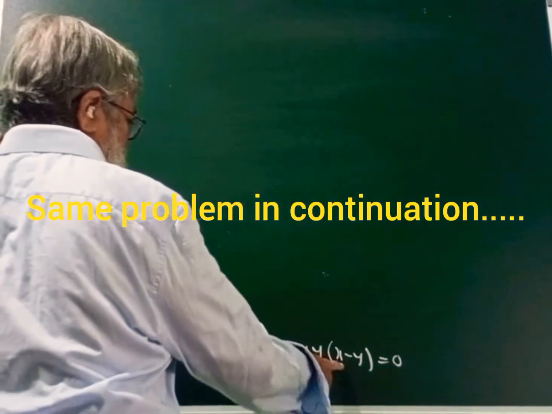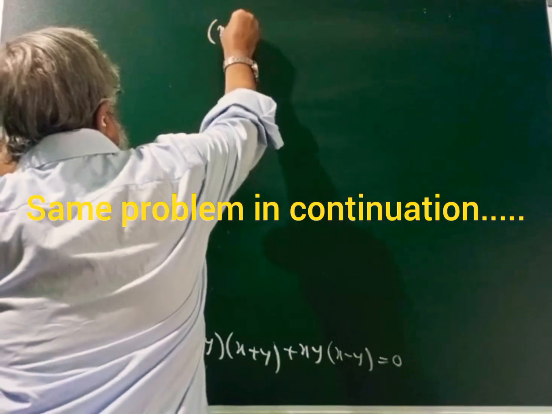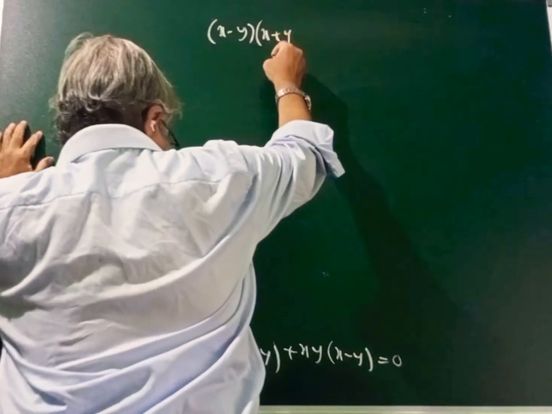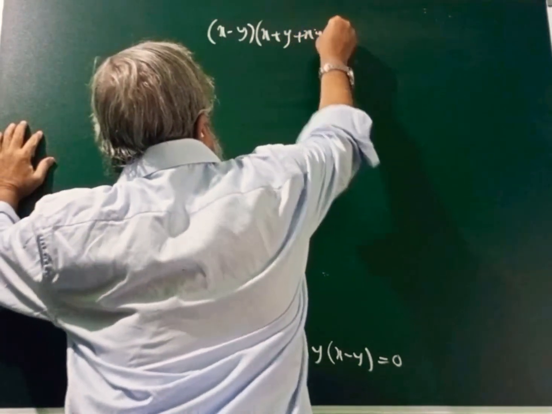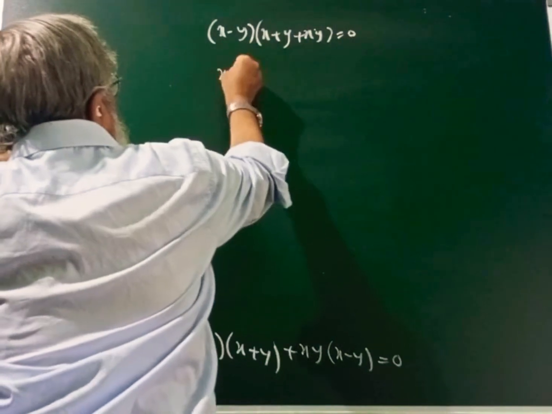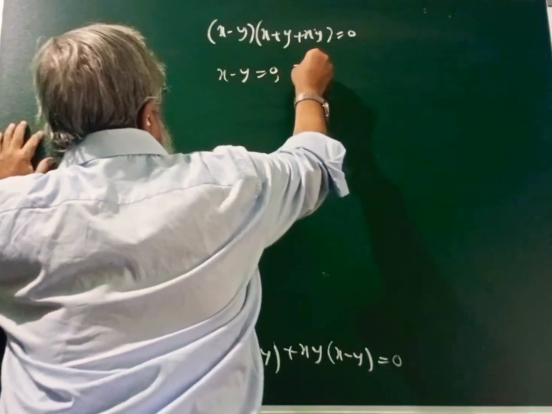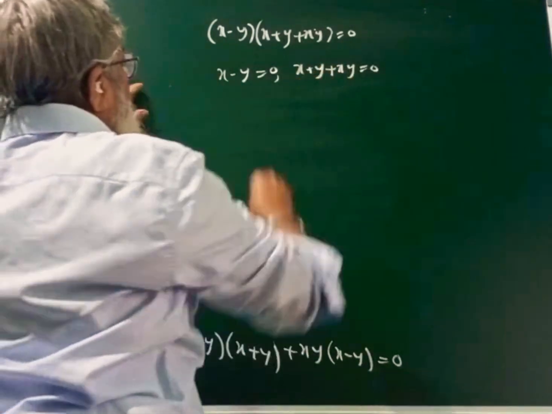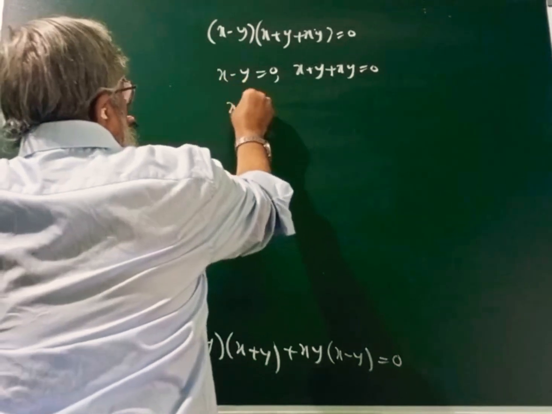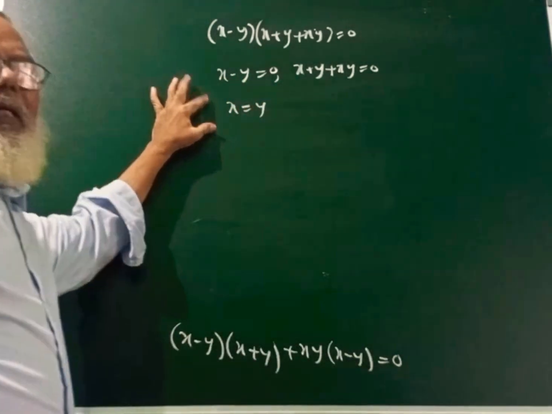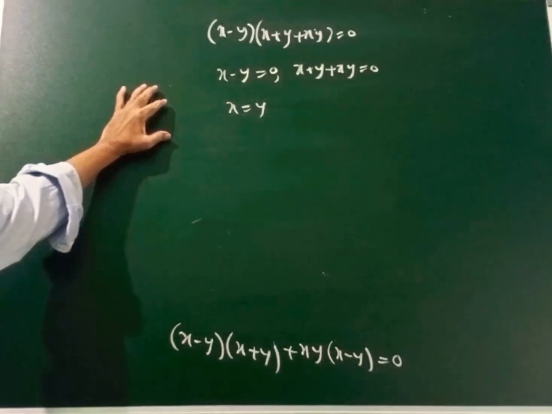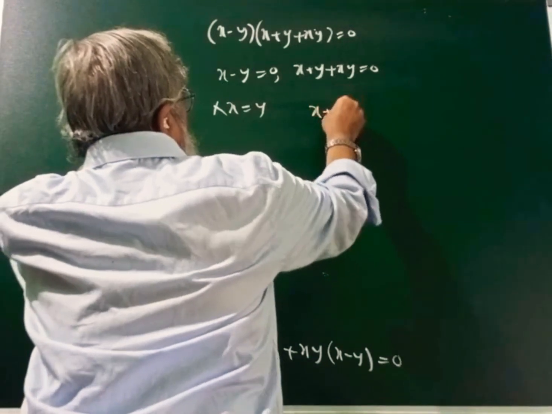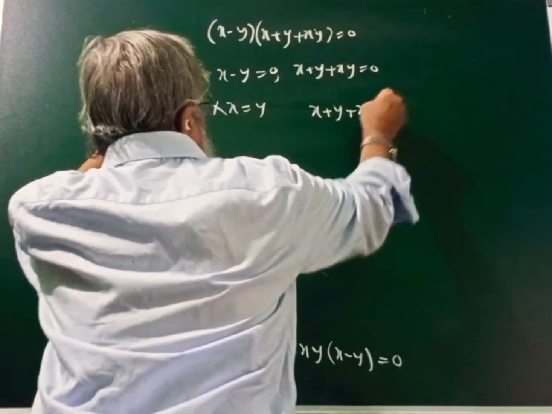We can take x minus y common. So therefore x minus y we take common. What remains here is x plus y plus xy is equal to 0. Here x minus y is equal to 0, or x plus y plus xy is equal to 0. Now if you consider x is equal to y, this is not applicable. If you substitute in the given problem, it doesn't hold. So this is cancelled here. Therefore we should consider x plus y plus xy is equal to 0.